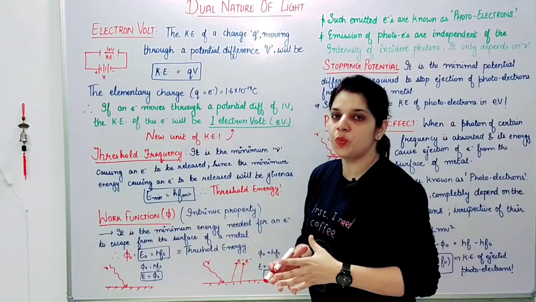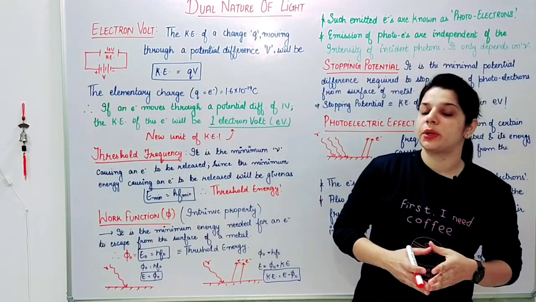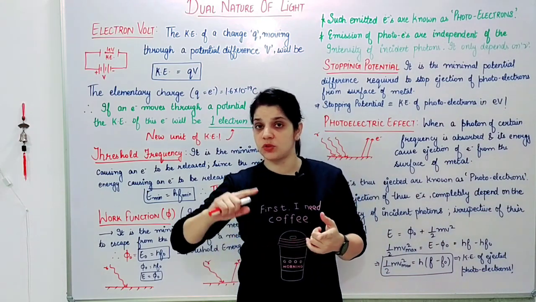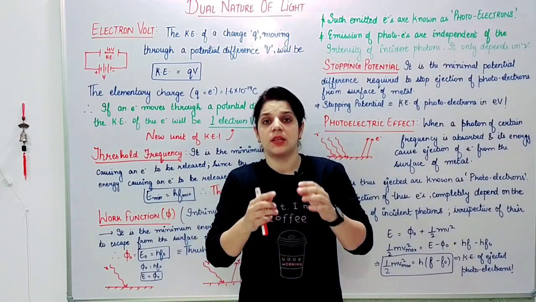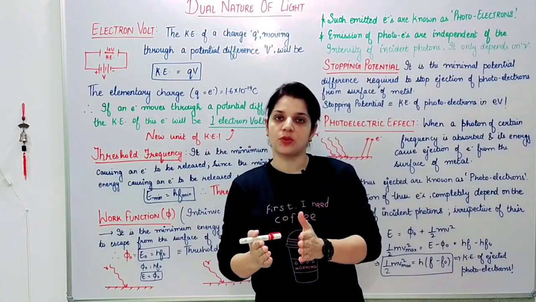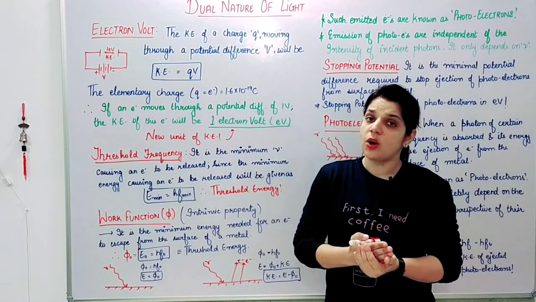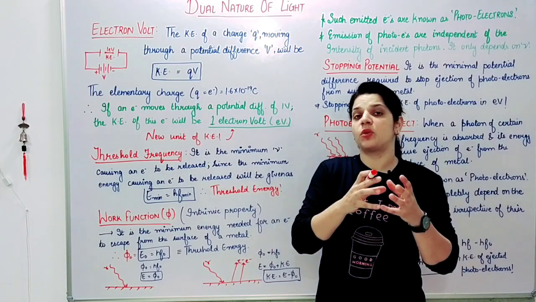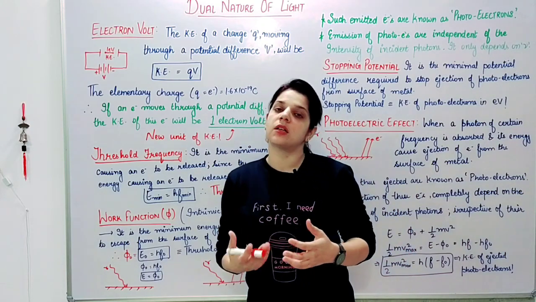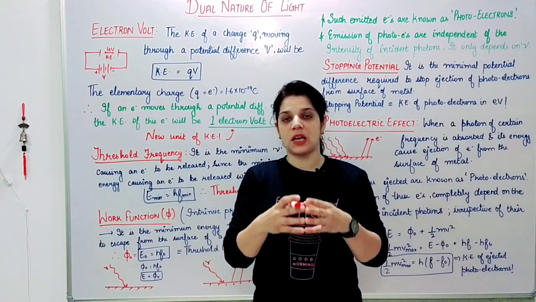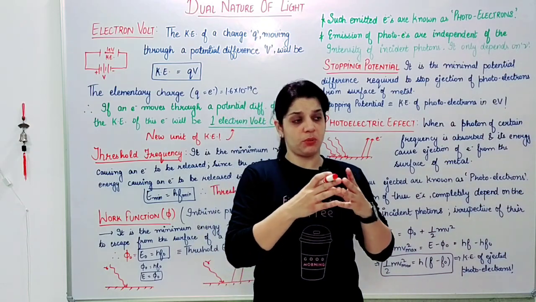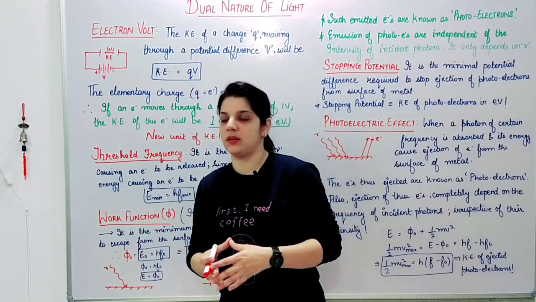Next is electron volt. When we talk about energy, we always say energy is counted in terms of joules, calories, but we have another unit for energy, which is electron volt. Whenever we are talking about an electron in motion under certain forces or potential differences, we count that energy in terms of electron volts. Why? Because it makes it much easier.